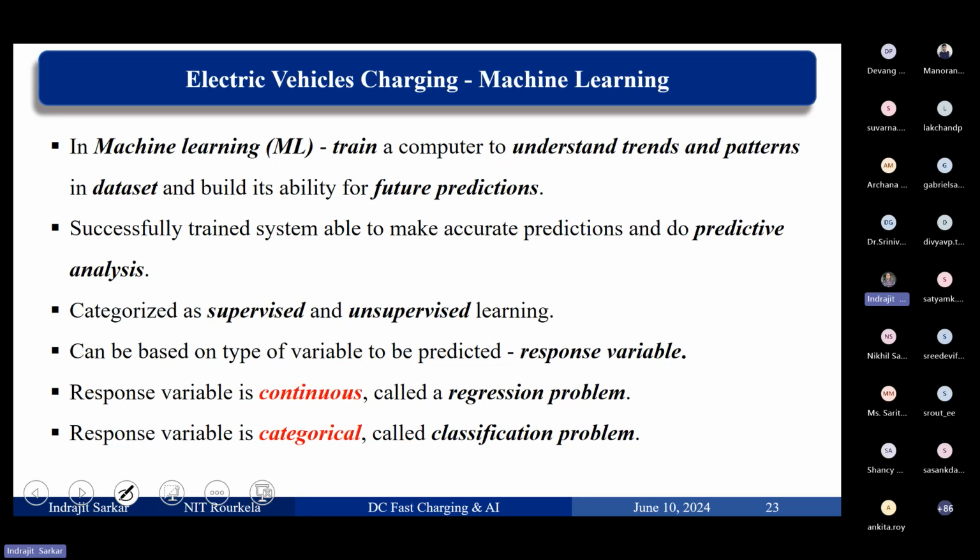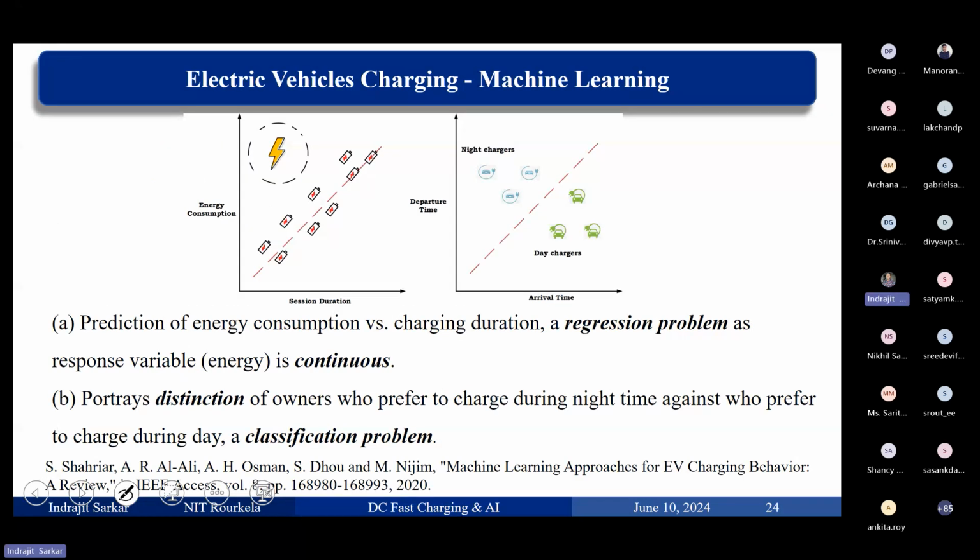Based on the variable to be predicted, which is called the response variable, it can be categorized into a regression problem and a classification problem. In a classification problem, we can classify the data set into maybe two or three classes or categories. Let's see what the difference is between a regression problem and a classification problem.